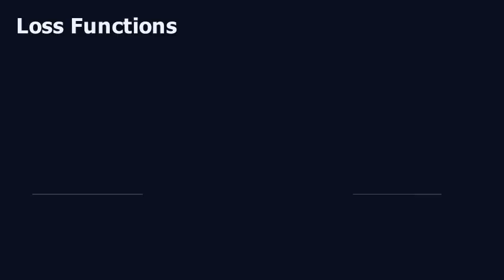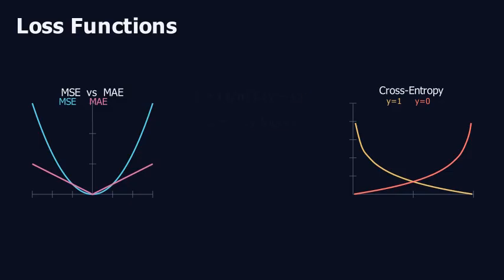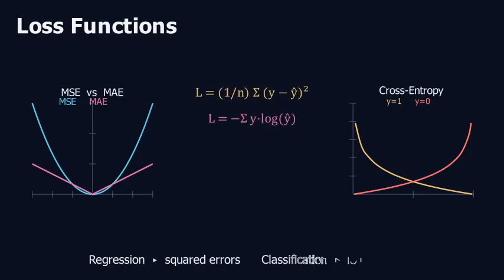A loss function is a single number that says, this is how wrong you are. For regression, mean squared error squares every mistake, punishing big errors much more than small ones. For classification, cross-entropy compares predicted probabilities with a true label, exploding toward infinity when the model is confidently wrong. Pick the right loss, and learning becomes possible. Pick the wrong one, and the network never converges.